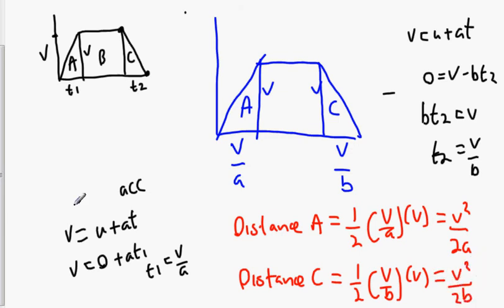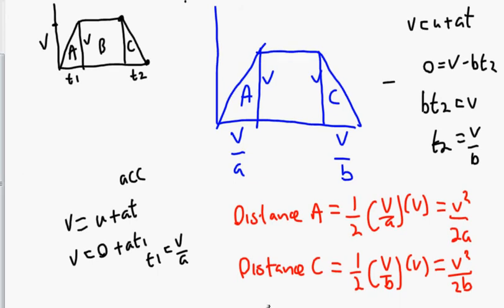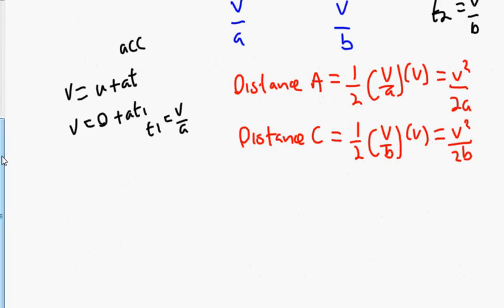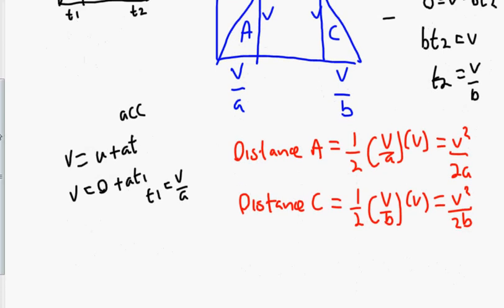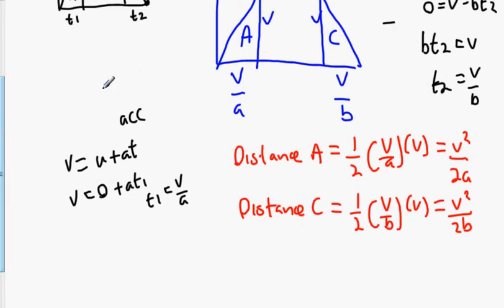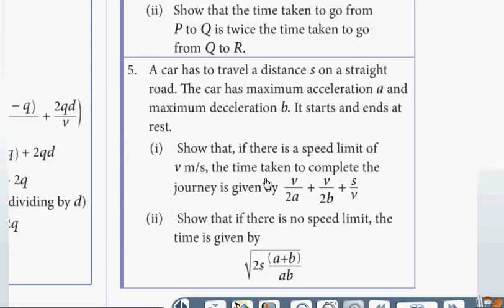Now, what we're also asked here is the total distance. Total distance adds up to s, doesn't it? So distance A plus B plus C equals s. This means the distance B, and if we revert back to the question here for a second, time taken to complete the journey. So we actually need to find out the distance or the time taken in the middle to find the time taken in the journey, don't we?